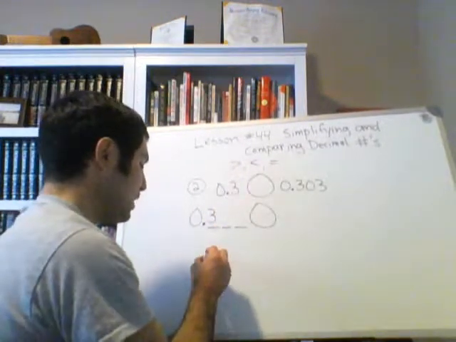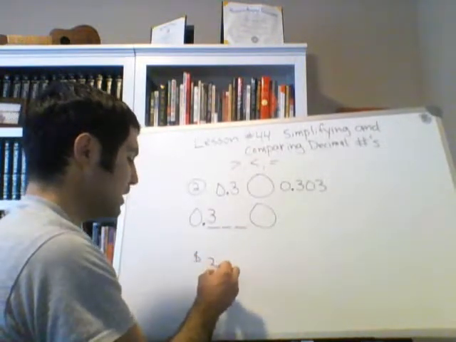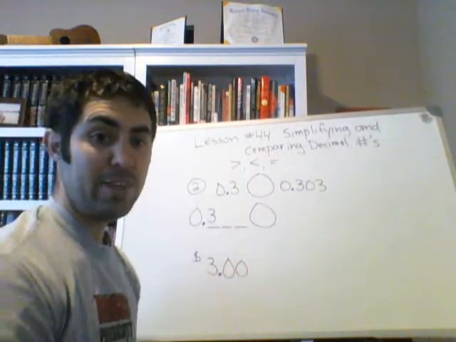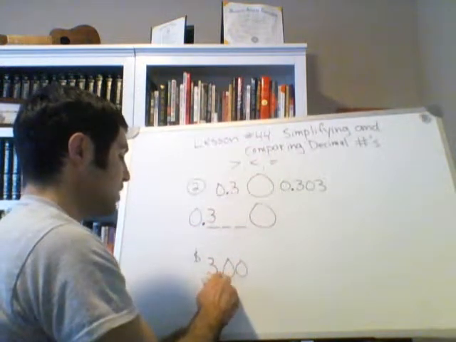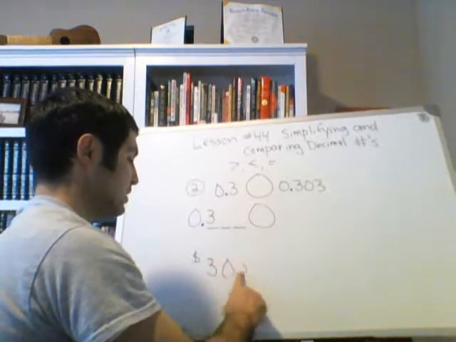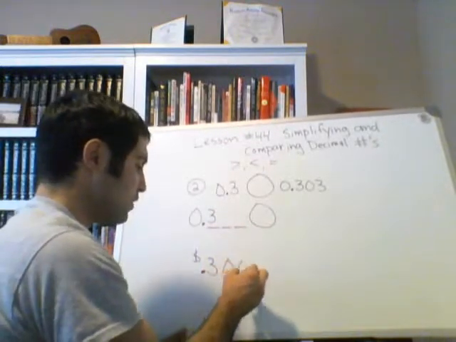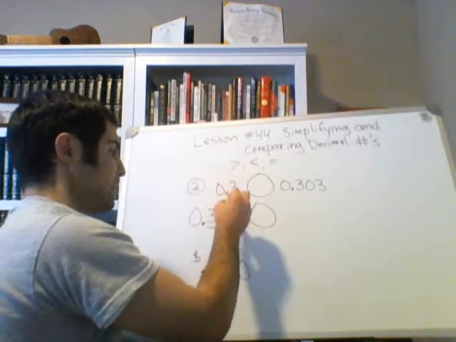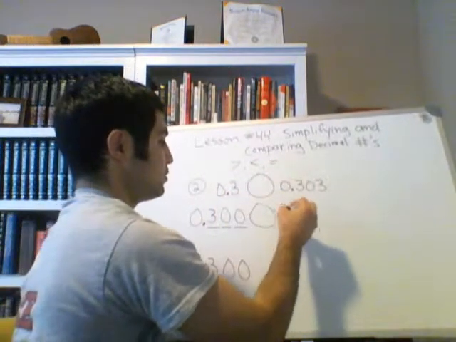Remember, if you had $3, you could put a decimal right there. You could add 2 zeros to the right, and that would still be $3. Same thing with this. Imagine this was 30 cents. I could add another 0, and that would still be 30 cents. So that's what I'm going to do here. I'm going to add 2 zeros. Bang, bang. Then I'm going to bring this part straight down.